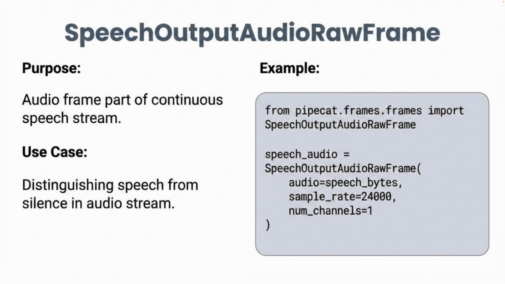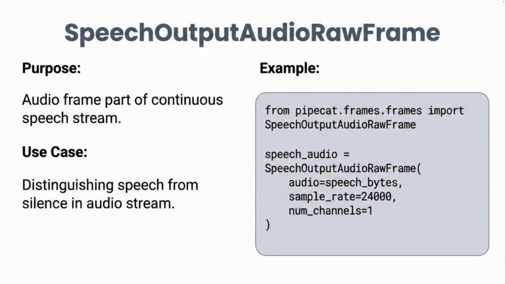So next we have a speech output audio raw frame. This is used when we want to differentiate between speech and silence. It enables better stream control, and as the name suggests, it is an audio frame that is part of a continuous speech stream, distinguishing speech from silence in the audio stream. It is mainly used by TTS engines, and it helps transport manage buffer.